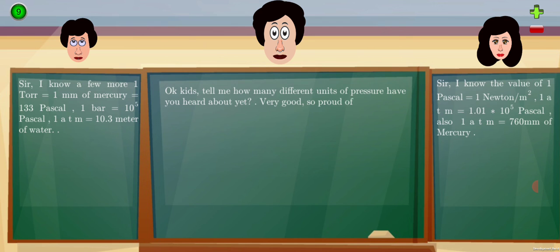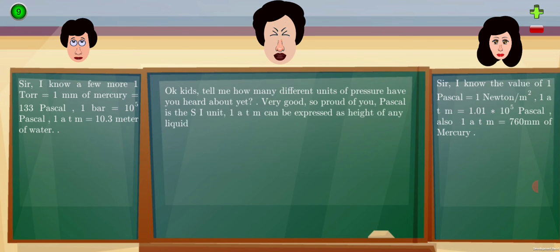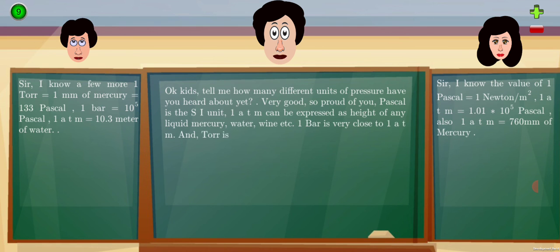Very good, so proud of you. Pascal is the SI unit, 1 atm can be expressed as height of any liquid: mercury, water, wine etc. 1 bar is very close to 1 atm. And torr is pressure due to just 1 millimeter of mercury. Kids, make sure you remember all of these.